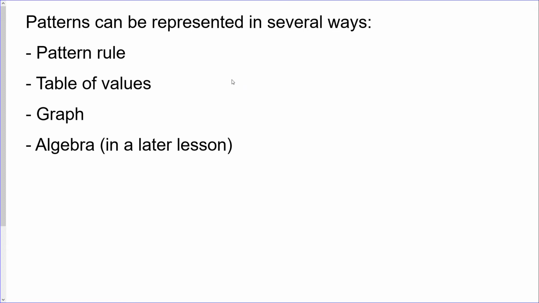All right, so patterns can be represented in several different ways. Yes, write this down. So there's a pattern rule, which is basically English. Okay, and we'll do some examples of these on the next slide. But a pattern rule is just English written out what your pattern does. A table of values is just a little chart that lists all the values in your pattern. You know what a graph is, you're just graphing your pattern. And algebra we will look at in a later lesson, but you can also express your pattern using algebra.